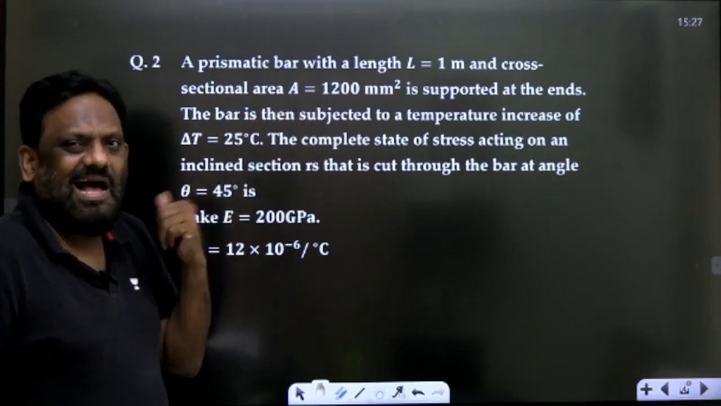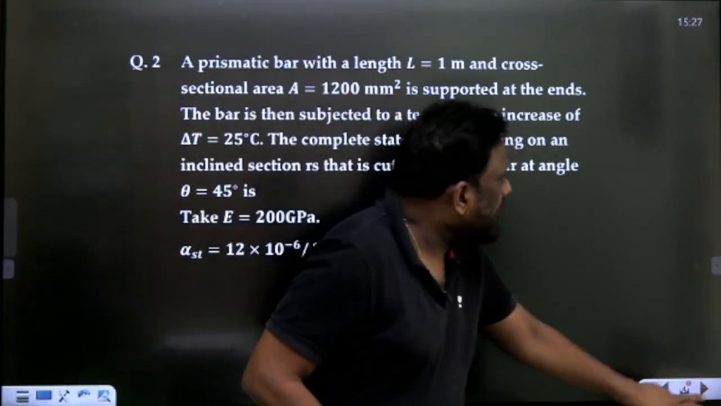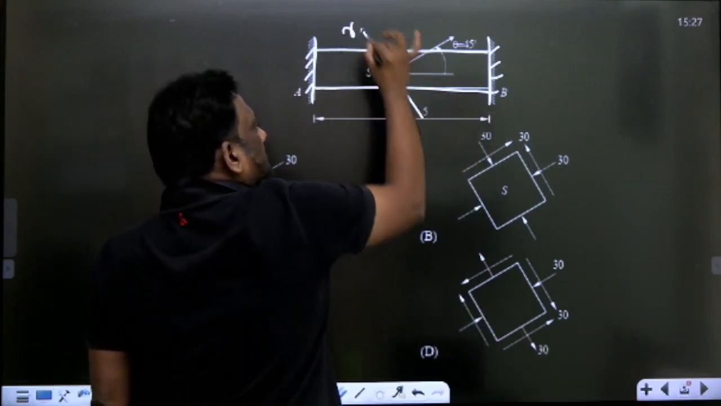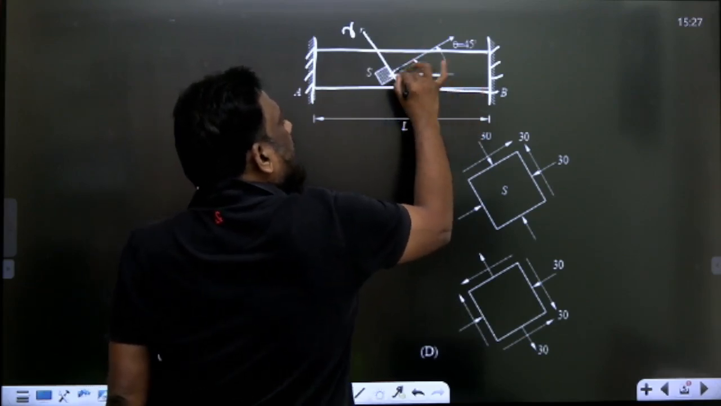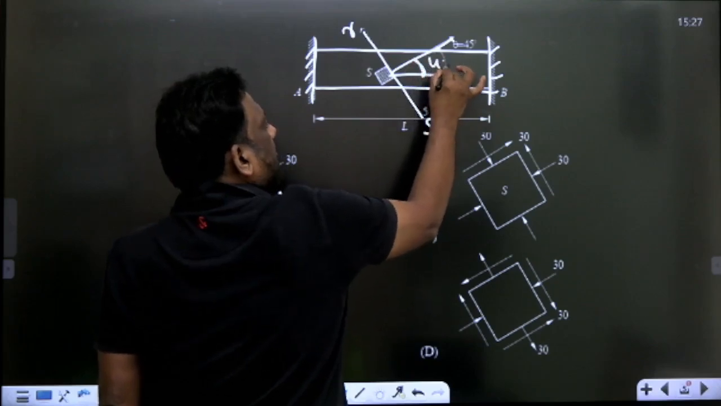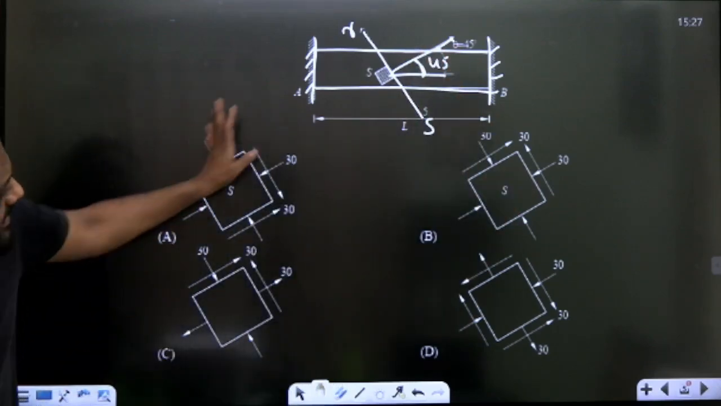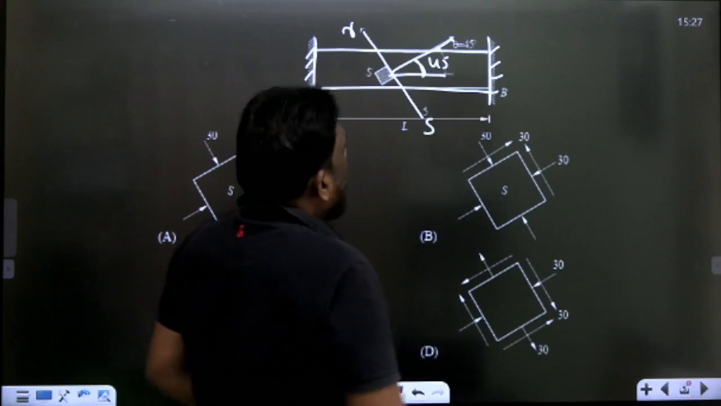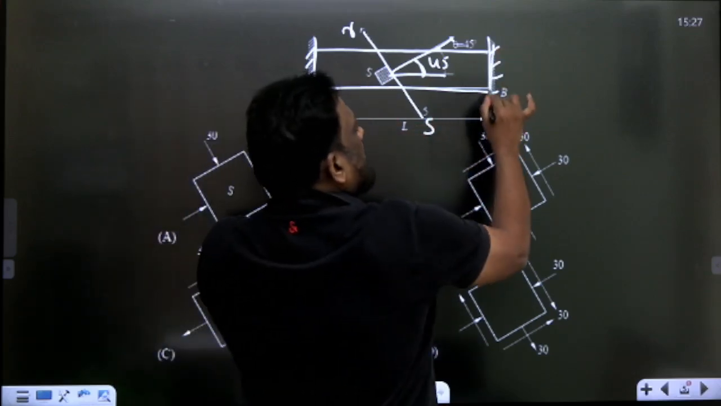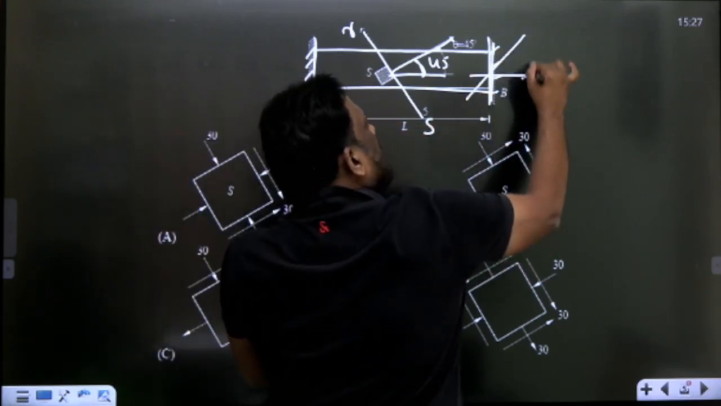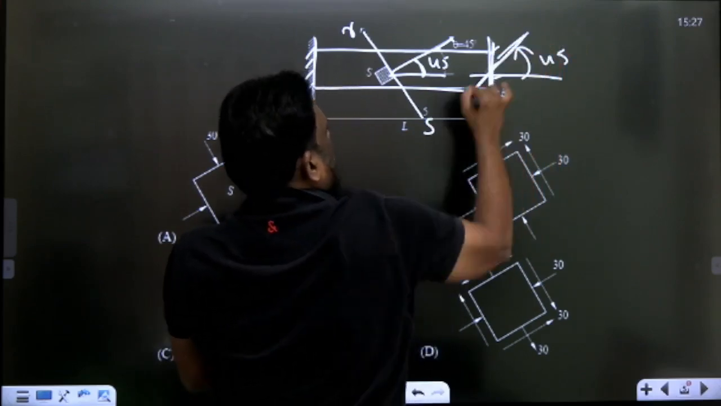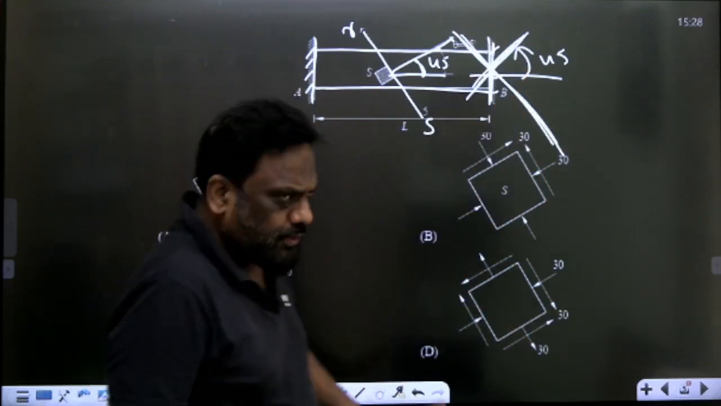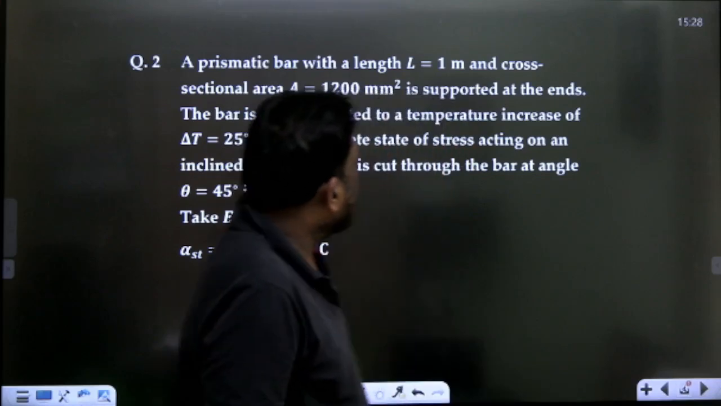Now, what is he asking? He is asking the state of stress on this plane RS, which is at 45 degrees with this. Okay, so he has given some state of stresses, so let us do this problem. Don't worry. At 45 degrees it is the same. With respect to this, it is 45 degrees in the anti-clockwise direction. On this plane he is asking. Okay, I'll do it, don't worry. Let me do it. Let's look at the data once.